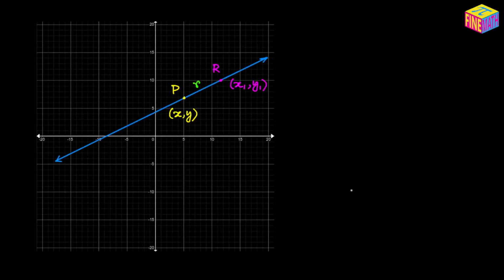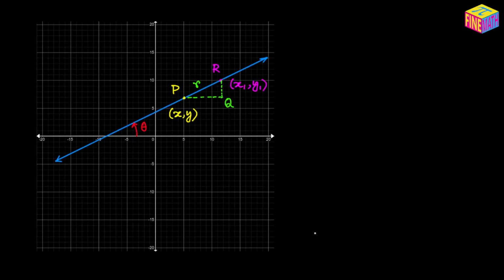So in the second scenario, let's assume that P is on the left hand side of R, and its coordinates are again x comma y, and R's coordinates are obviously x sub 1 comma y sub 1. And the angle of inclination of the straight line is theta, same as before. So I'm writing theta right here. So now again, I'm going to create a quick little triangle here using P and R. So let me draw the triangle.